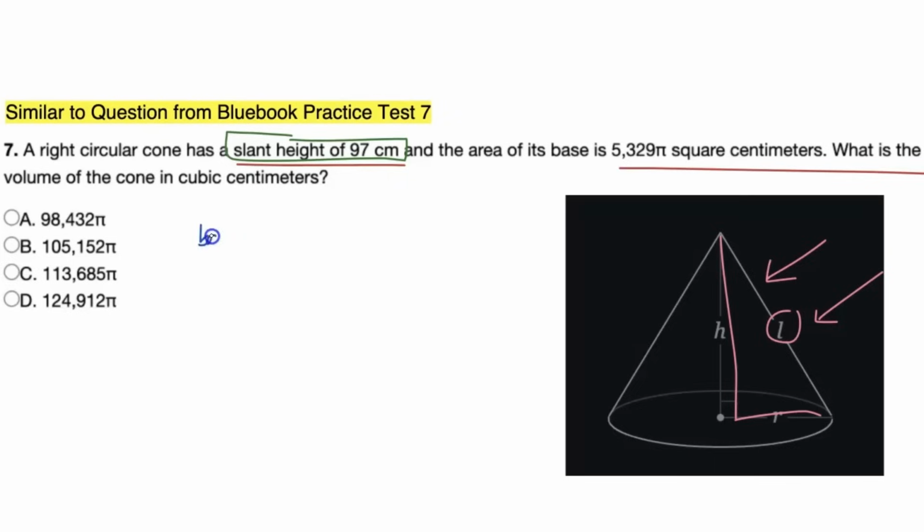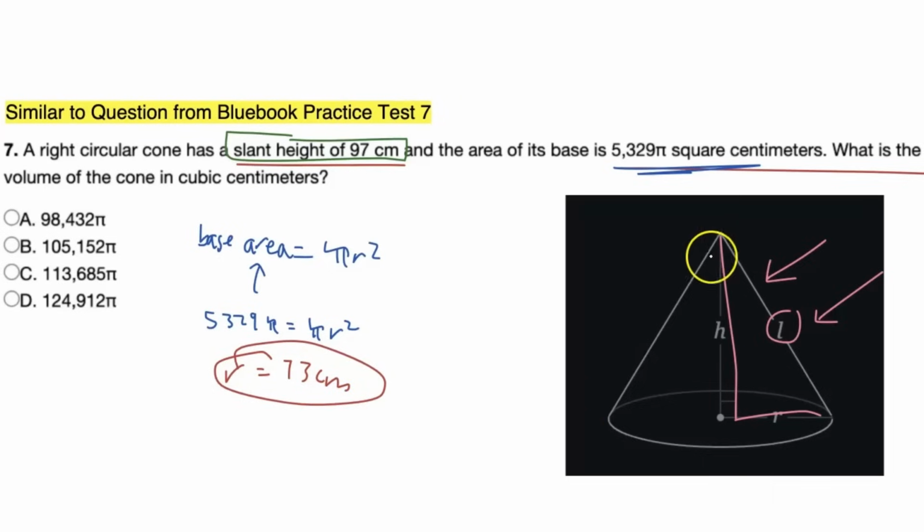So the base area, which is given, is equivalent to pi times r squared. So what is the base area? Well, it's given right here as 5,329 pi square centimeters. So 5,329 pi equals pi r squared. So now, how do you find r? We'll just isolate r. In this case, r will equal 73 centimeters.